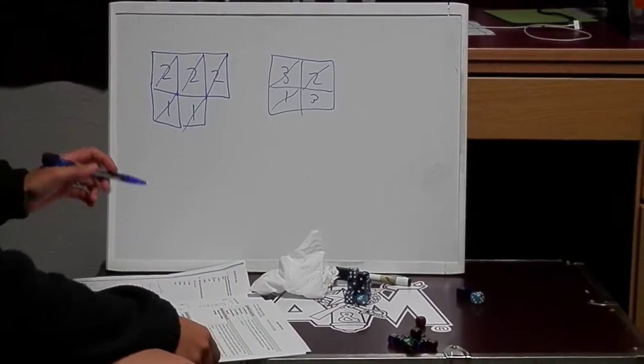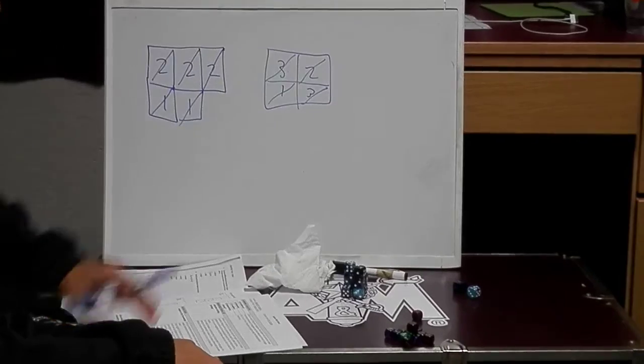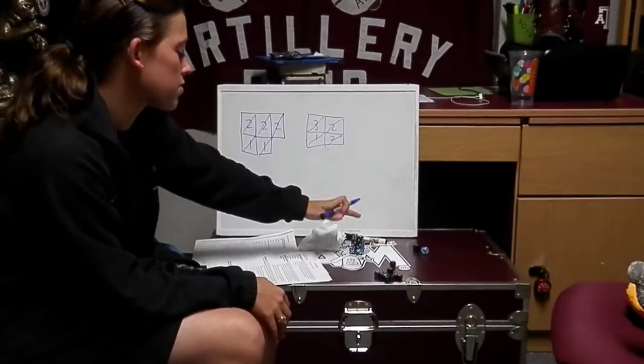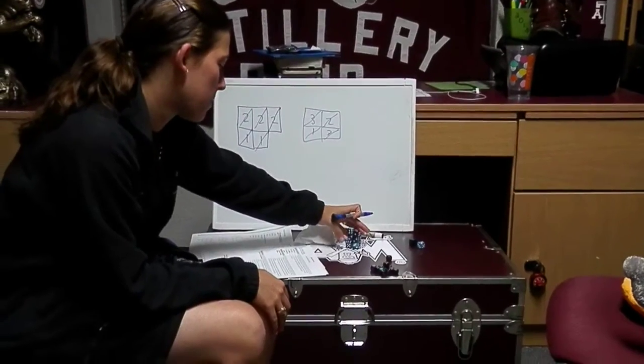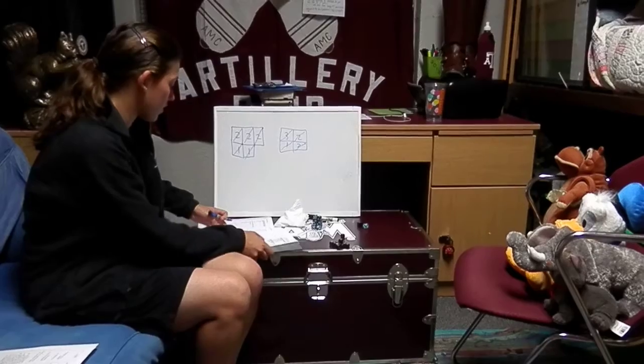Okay, so what does that mean if these two are the same? They have the same number. Same height. That's right. That means they have the same height, so they're even with each other. That makes a good way to check each other. Check to make sure we do it right. That's right, it does.